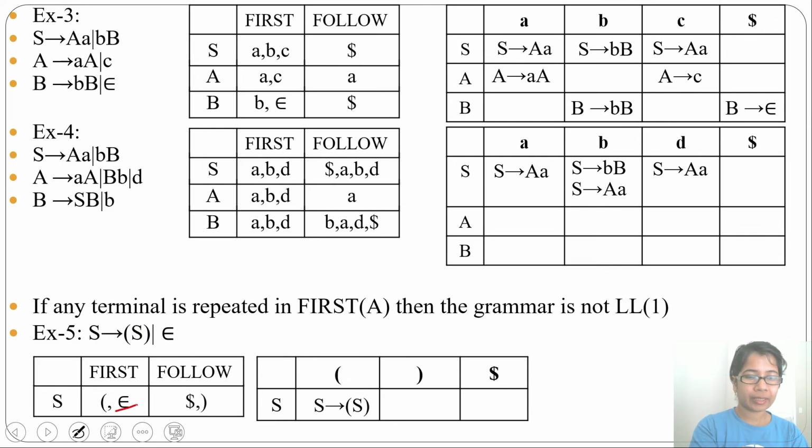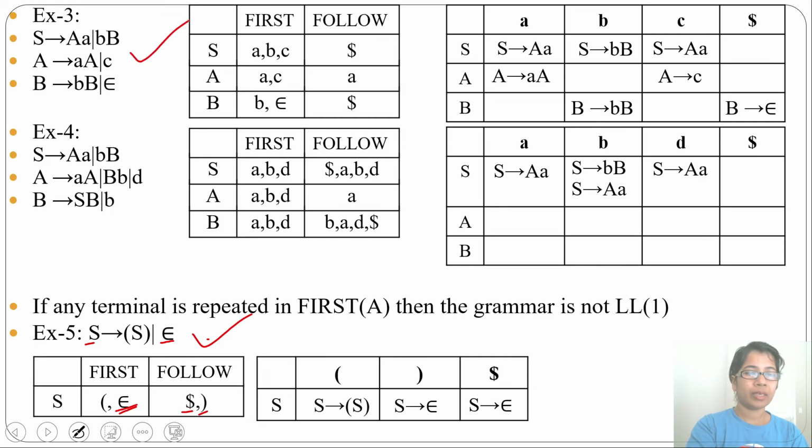Now first contains epsilon. When first contains epsilon, you need to write the S derive epsilon production in follow of S. What is follow of S? Follow of S is dollar and close bracket. So you'll write S derive epsilon below close bracket plus below dollar. And there is no multiple entry, so this grammar is LL1.